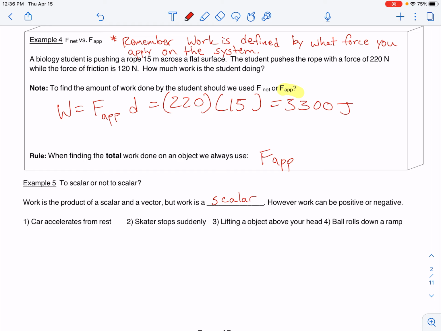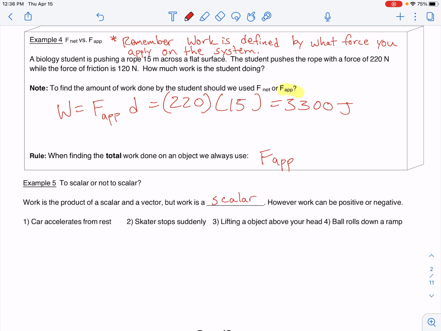So for these 4 examples, I want you to indicate: is this a case where work is going to be positive or negative? So pause, write out your positives and negatives. You could just use plus and negative signs to indicate, and I'll show you here.